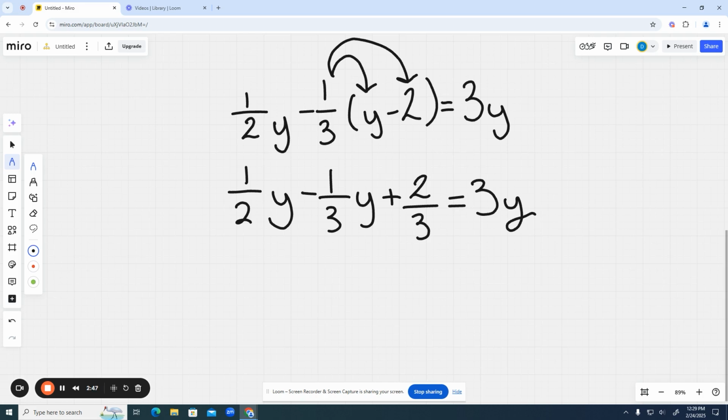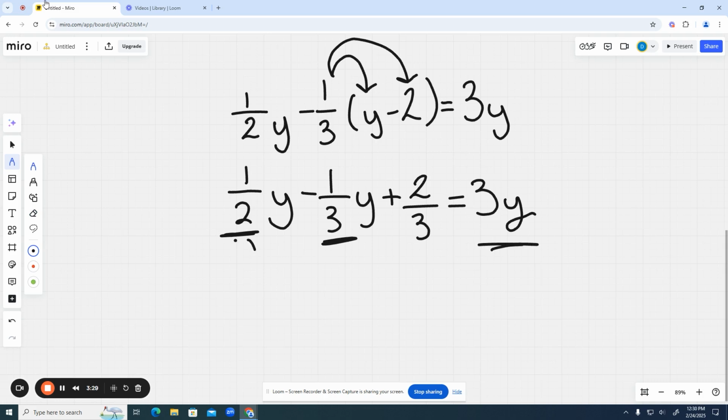Alrighty. So now, as you can see, the denominators of the fractions are not all equal. We have this 1/2 here, this 1/3, this 2/3, and over here, obviously, the 3 would be over 1. So we can see that they're not all equal. So what we're going to do is find the least common denominator that they all share. To do that, I'm going to ask myself, what number do 2, 3, and 3 have in common?